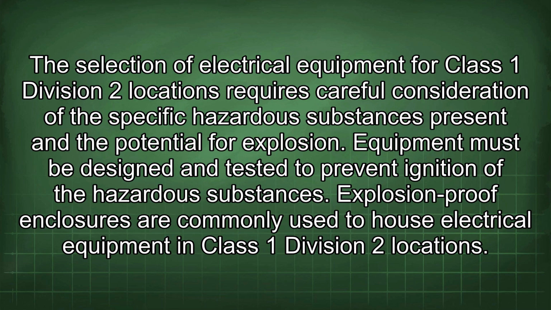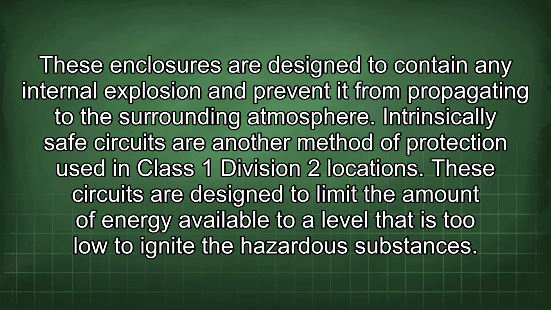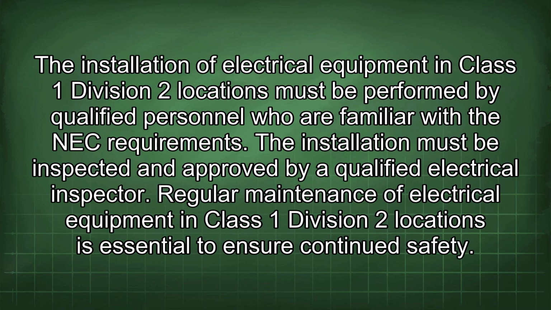Explosion-proof enclosures are commonly used to house electrical equipment in Class 1 Division 2 locations. These enclosures are designed to contain any internal explosion and prevent it from propagating to the surrounding atmosphere. Intrinsically safe circuits are another method of protection used in Class 1 Division 2 locations. These circuits are designed to limit the amount of energy available to a level that is too low to ignite the hazardous substances.